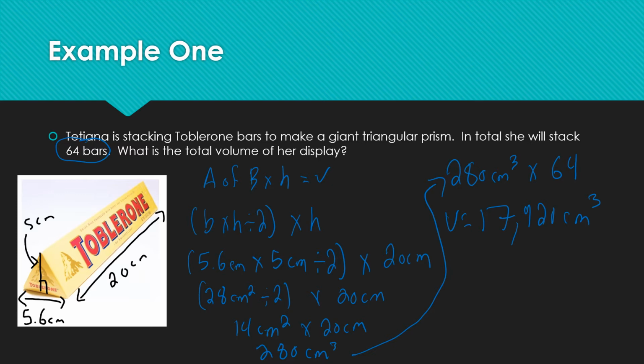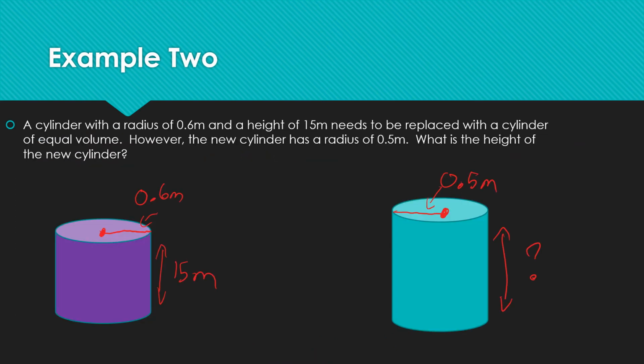So let's look at our next question today. Here we've got a more challenging one involving cylinders. We've got a first cylinder that has a radius of 0.6 meters and a height of 15 meters. But they need to replace it with a new cylinder that has the exact same volume.